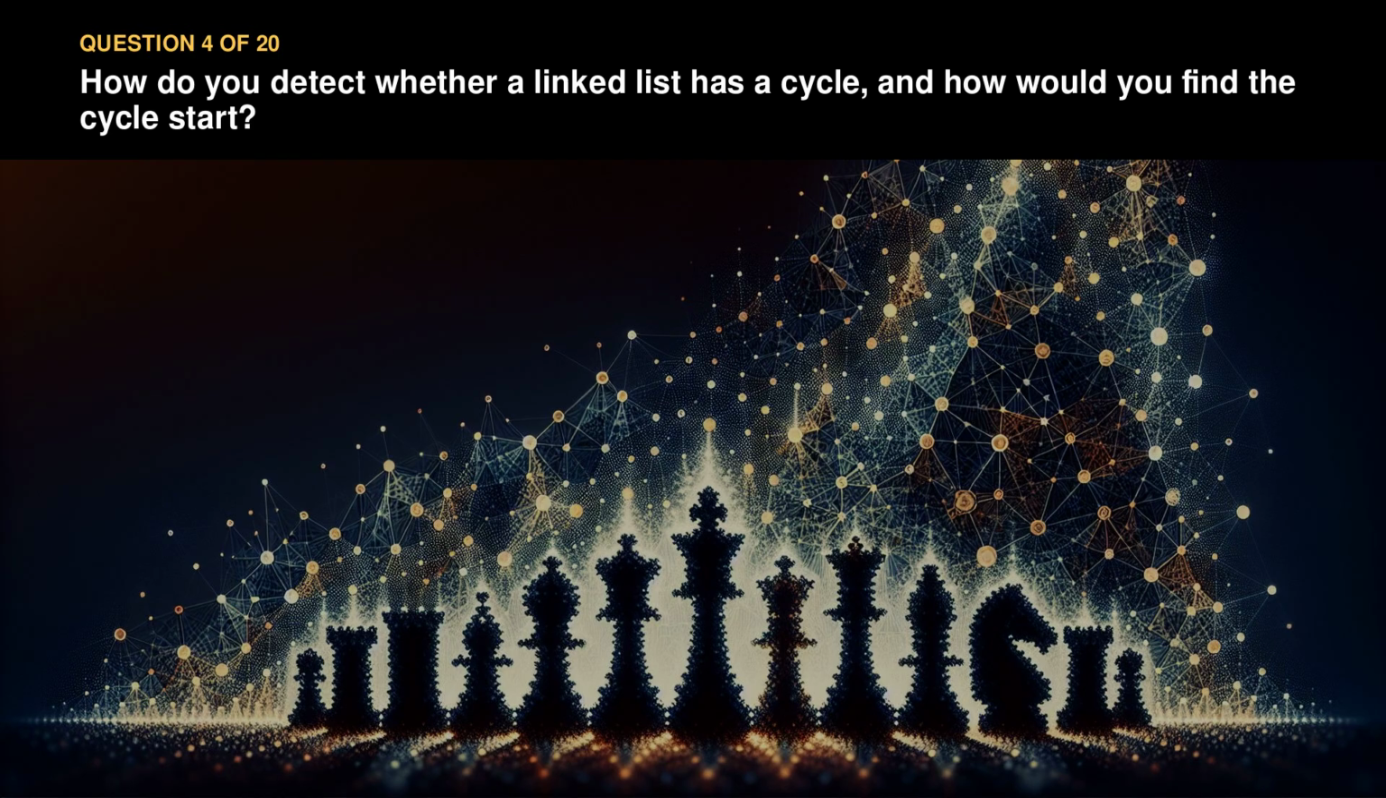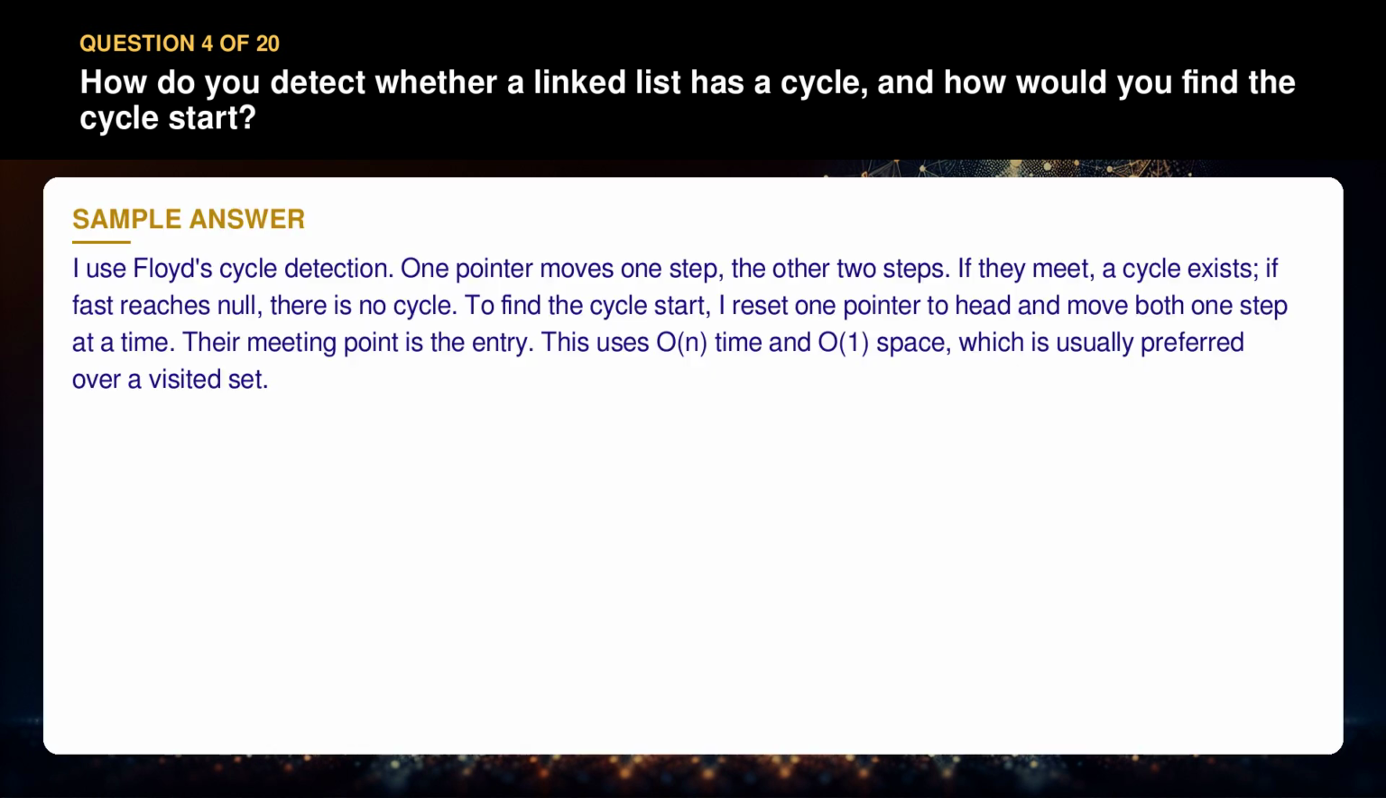Question 4. How do you detect whether a linked list has a cycle, and how would you find the cycle start? I use Floyd's cycle detection. One pointer moves one step, the other two steps. If they meet, a cycle exists. If fast reaches null, there is no cycle. To find the cycle start, I reset one pointer to head and move both one step at a time. Their meeting point is the entry. This uses O(n) time and O(1) space, which is usually preferred over a visited set.